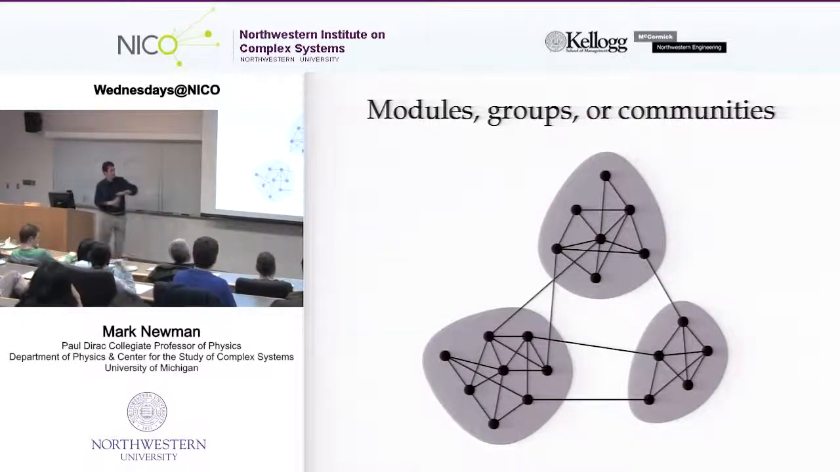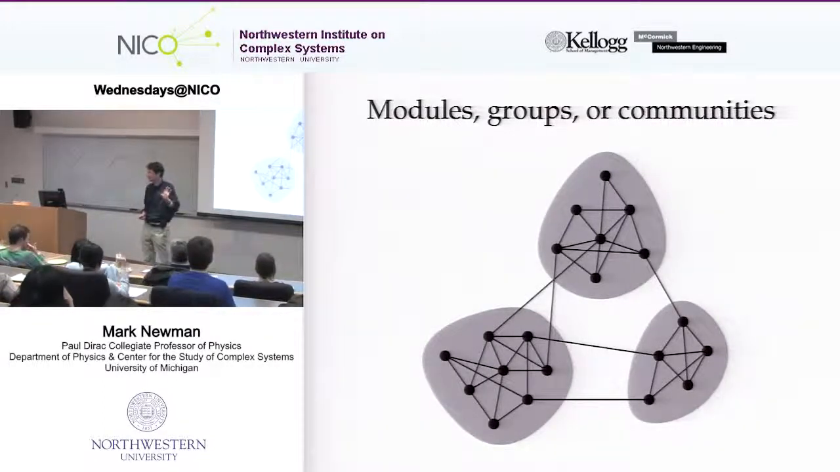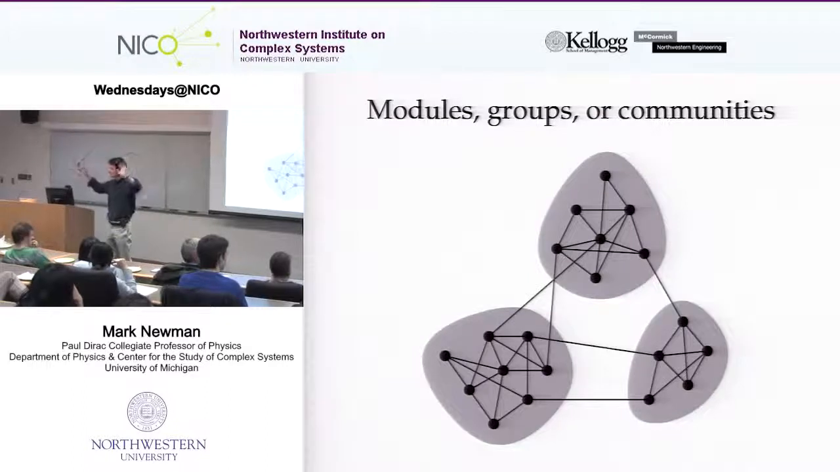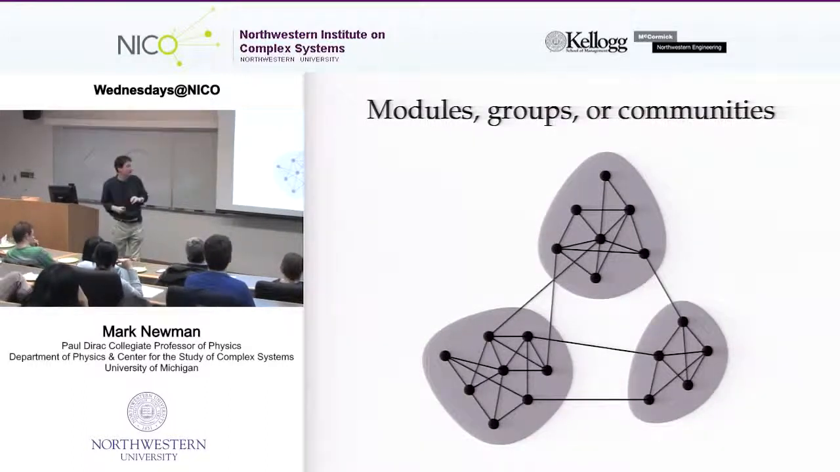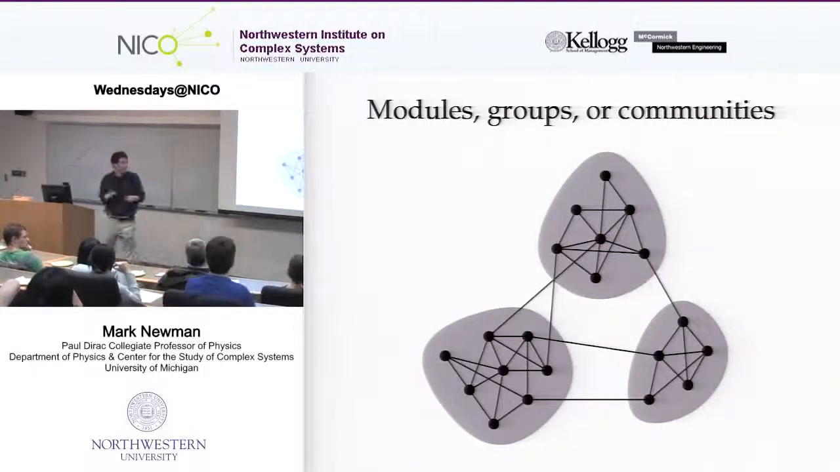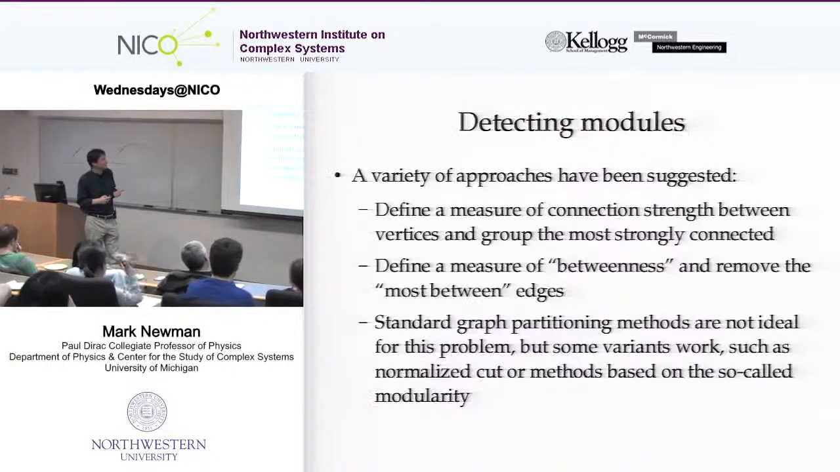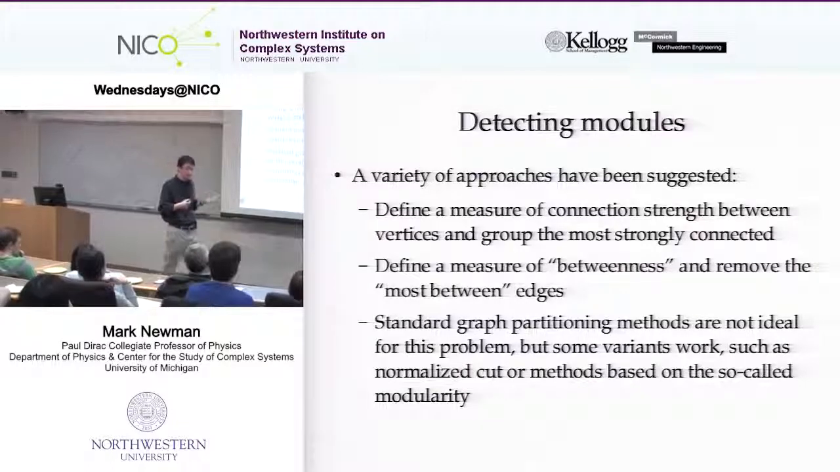So the basic problem here is I have some network, and for whatever reason, I believe that it divides up into some clumps like this. So my large-scale structure has this clumpiness in it, and I want to find these clumps. Well, as I say, there's various ways of doing the problem of finding what the clumps are in the network.